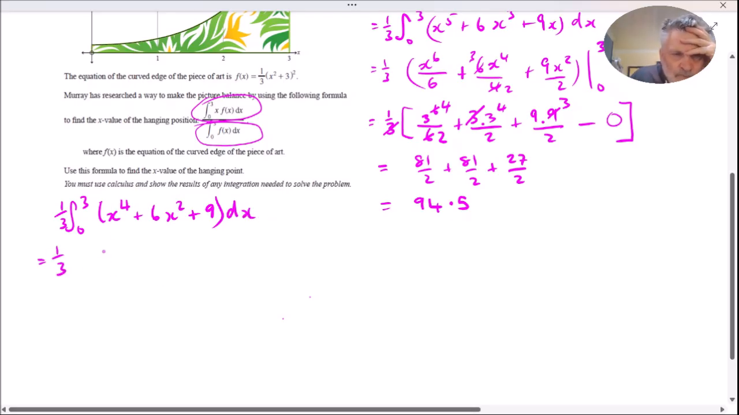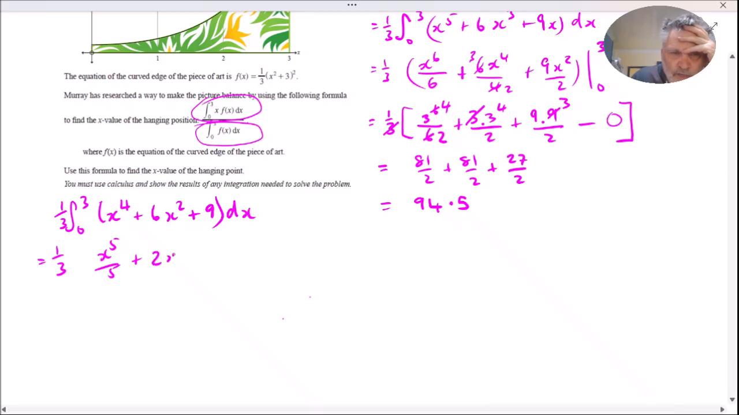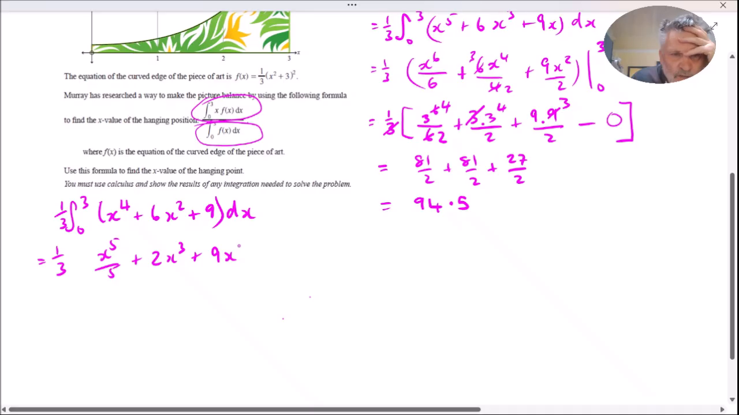It's a third. Add 1 to the power, divide by the new power. Add 1 to the power, you get 3. Divided by 3, you get 2x cubed. Add 1 to the power, and the power is 1, so that's all done. And this is again evaluated at 0 and 3.